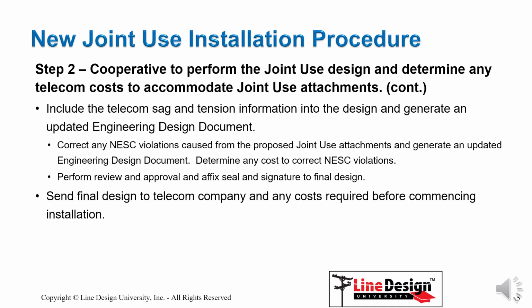The next step is to input the required telecom sag and tension information and generate an updated engineering design document. The designer then has to determine cost to correct any NESC violation, then submit the engineering design document to the cooperative professional engineer for final review and approval. The final approved engineering design document and any make-ready costs to correct NESC violations are then submitted to the telecom company.